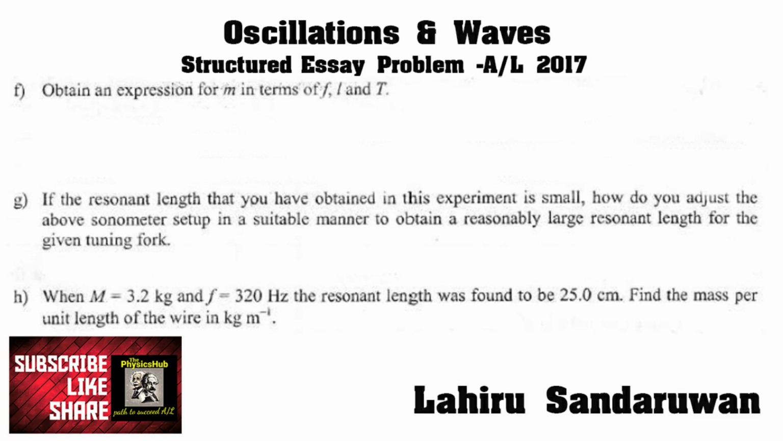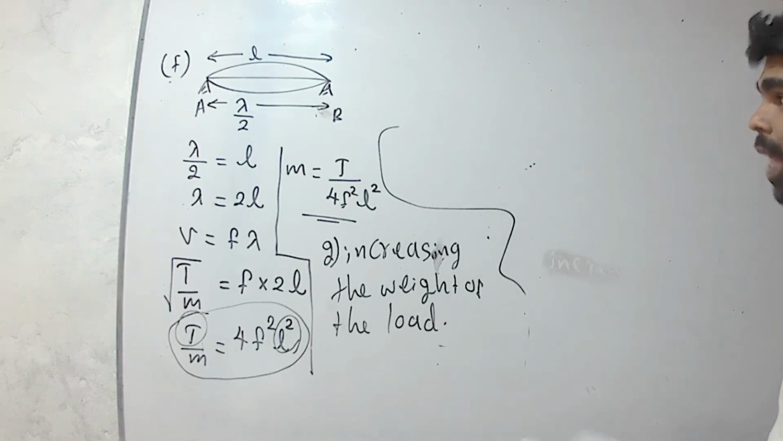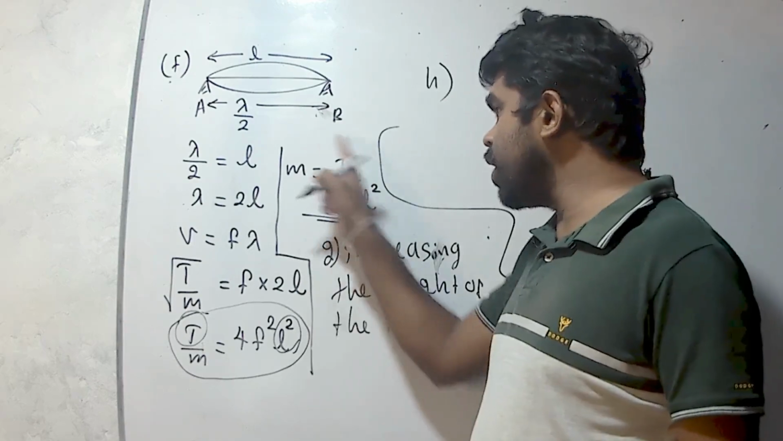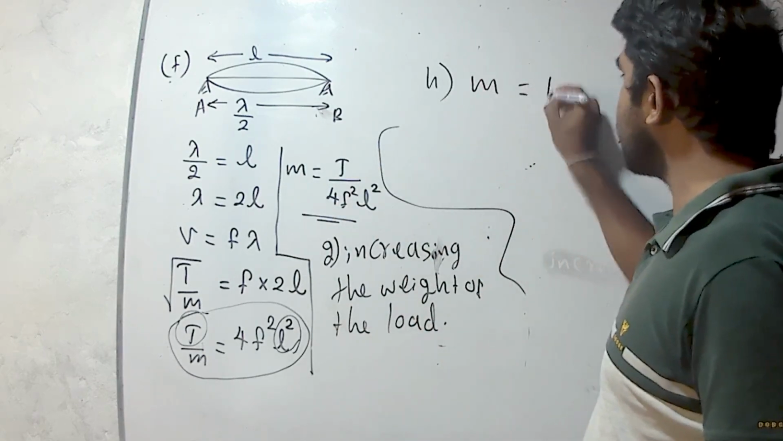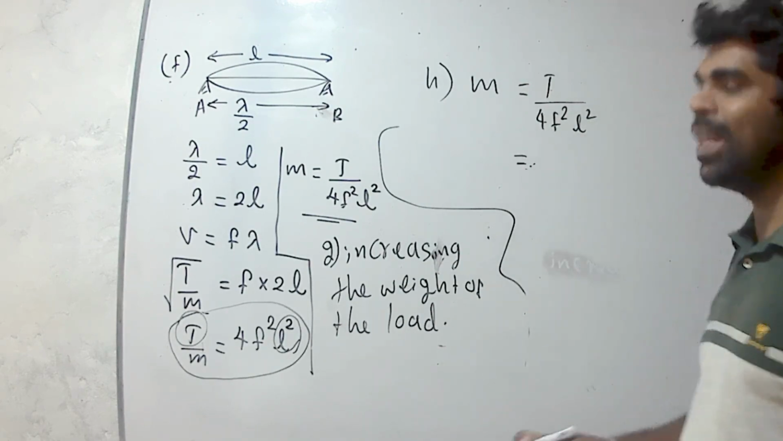So part H: when capital M equals 3.2 kilograms, frequency f is 320 Hz and the resonance length was found to be 25 centimeters. Find the mass per unit length of the wire in kilograms per meter. Mass per unit length means mass divided by length of the wire. Then we can use this equation directly. Small m equals T divided by 4 f squared L squared. We have to substitute values.